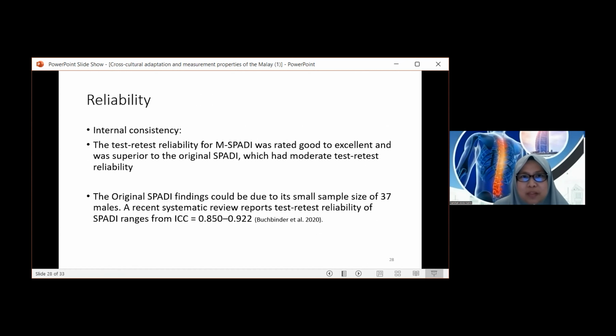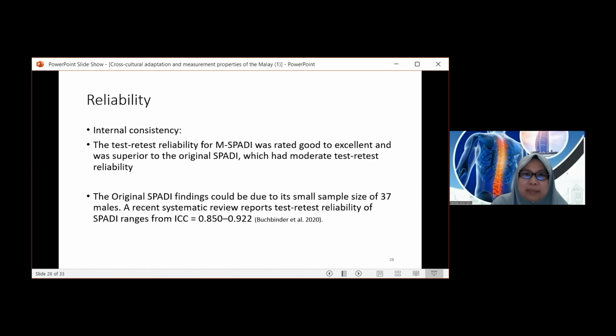Cronbach's alpha for total score was not calculated as our EFA concluded that M-SPADI is bidimensional. Instead, we reported Cronbach's alpha for each unidimensional domain, which is the pain and disability. And the result was actually more than 0.9. These results are comparable to those reported in the original SPADI and other translated SPADI. This result shows that M-SPADI has a high internal consistency and does not have item redundancy as it did not cross the Cronbach's alpha of 0.95 threshold.